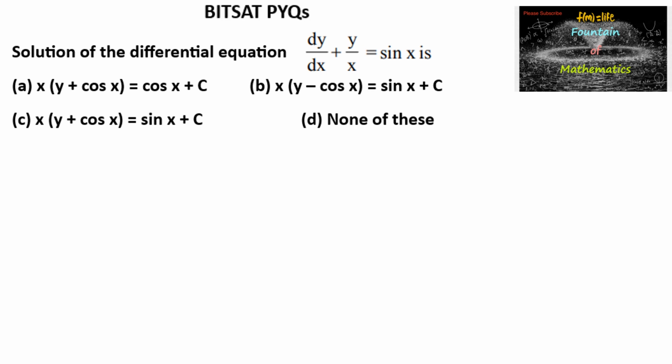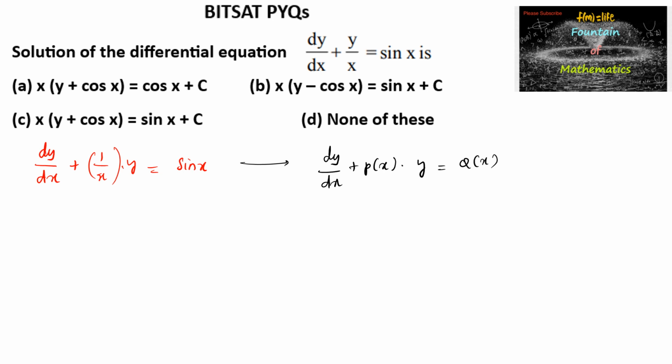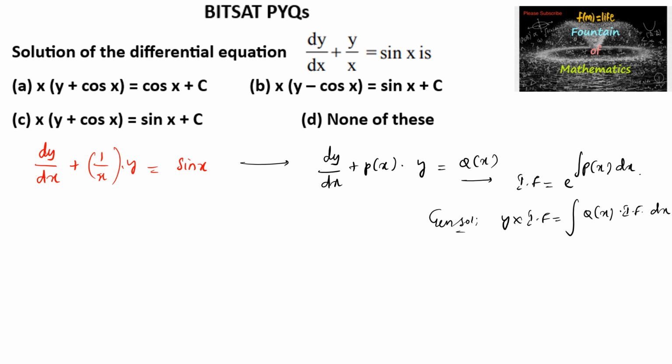The solution of the differential equation dy by dx plus y upon x is equal to sin x. So which is in the form of dy by dx plus p of x into y is equal to q of x, whose integrating factor is e to the power integral p of x dx, and the general solution is y into integrating factor is equal to integral of q of x into integrating factor dx. So let us find the integrating factor here.